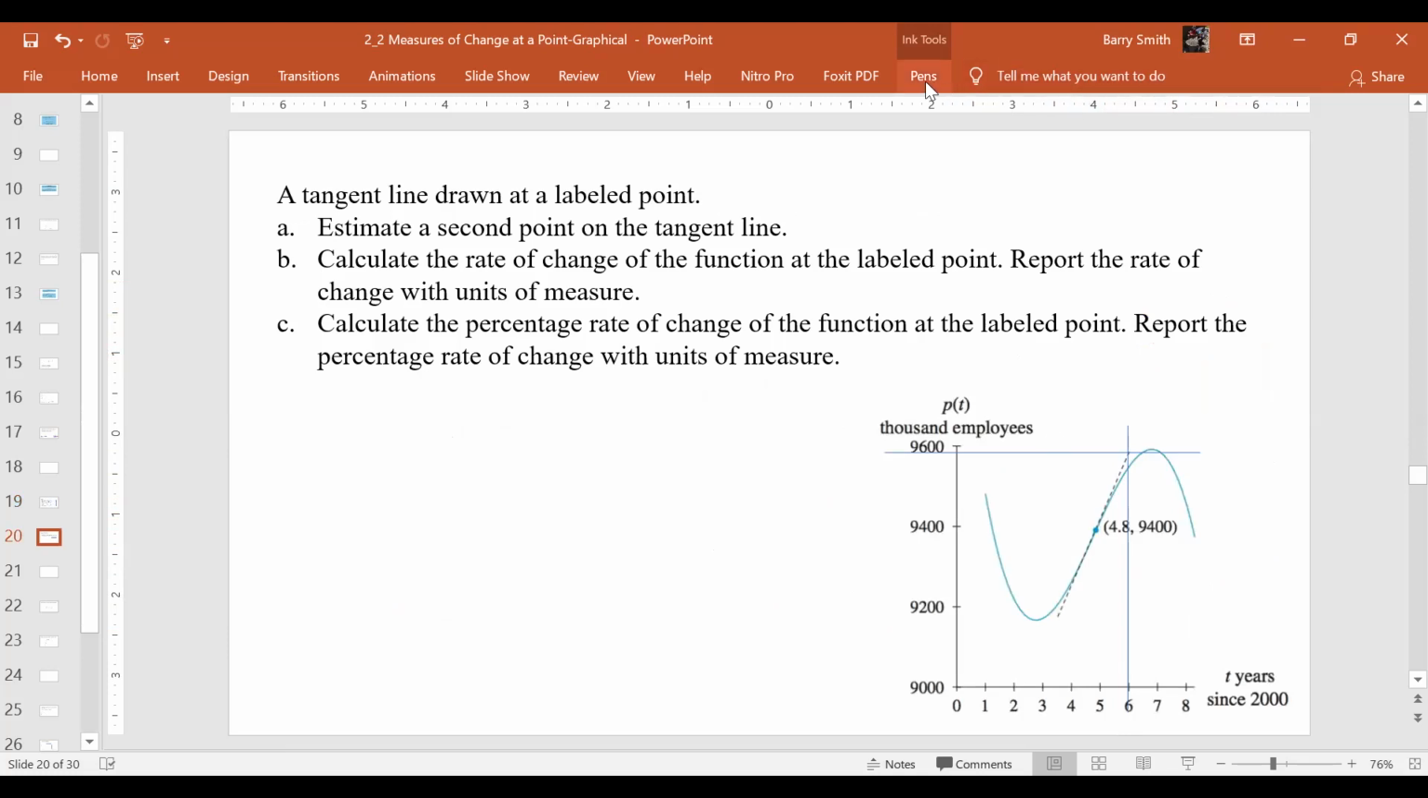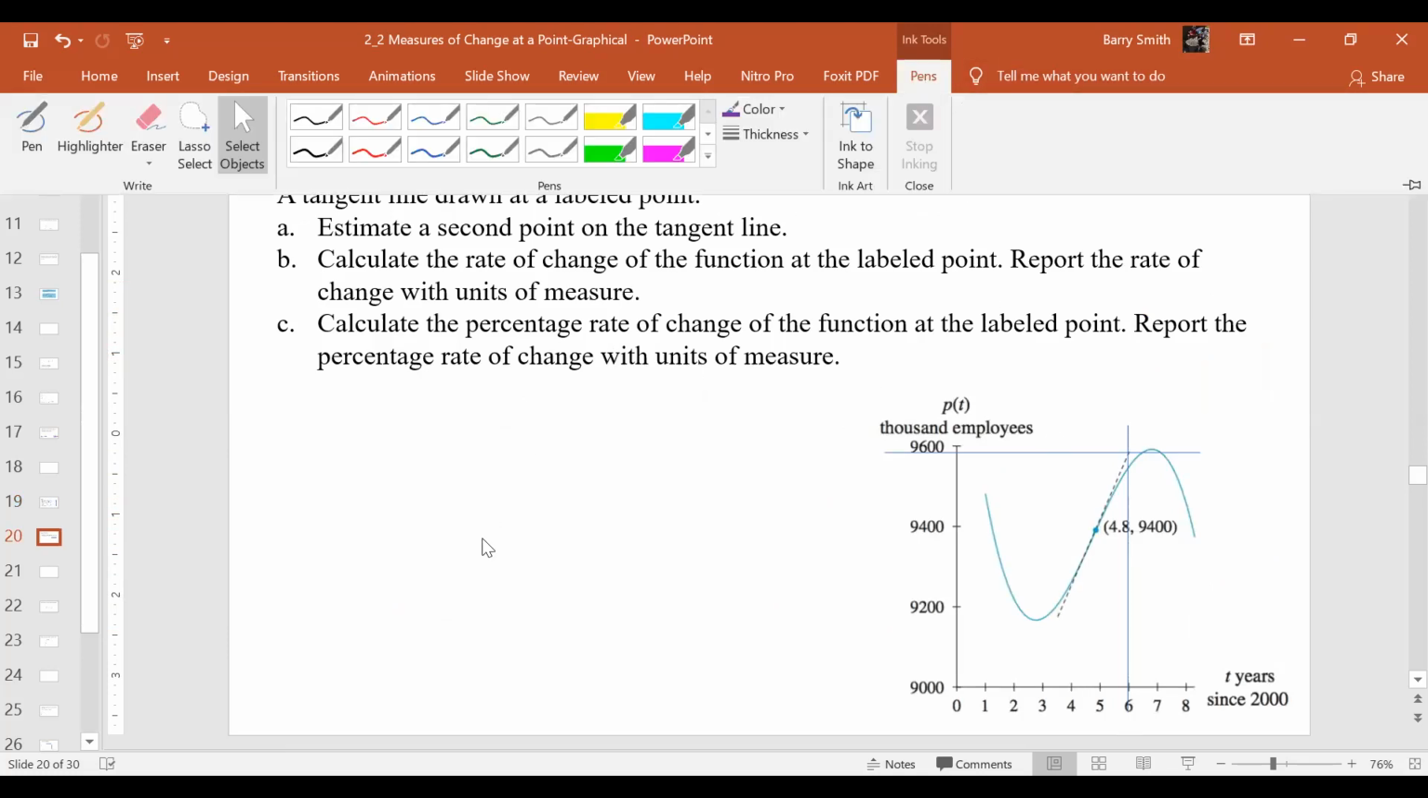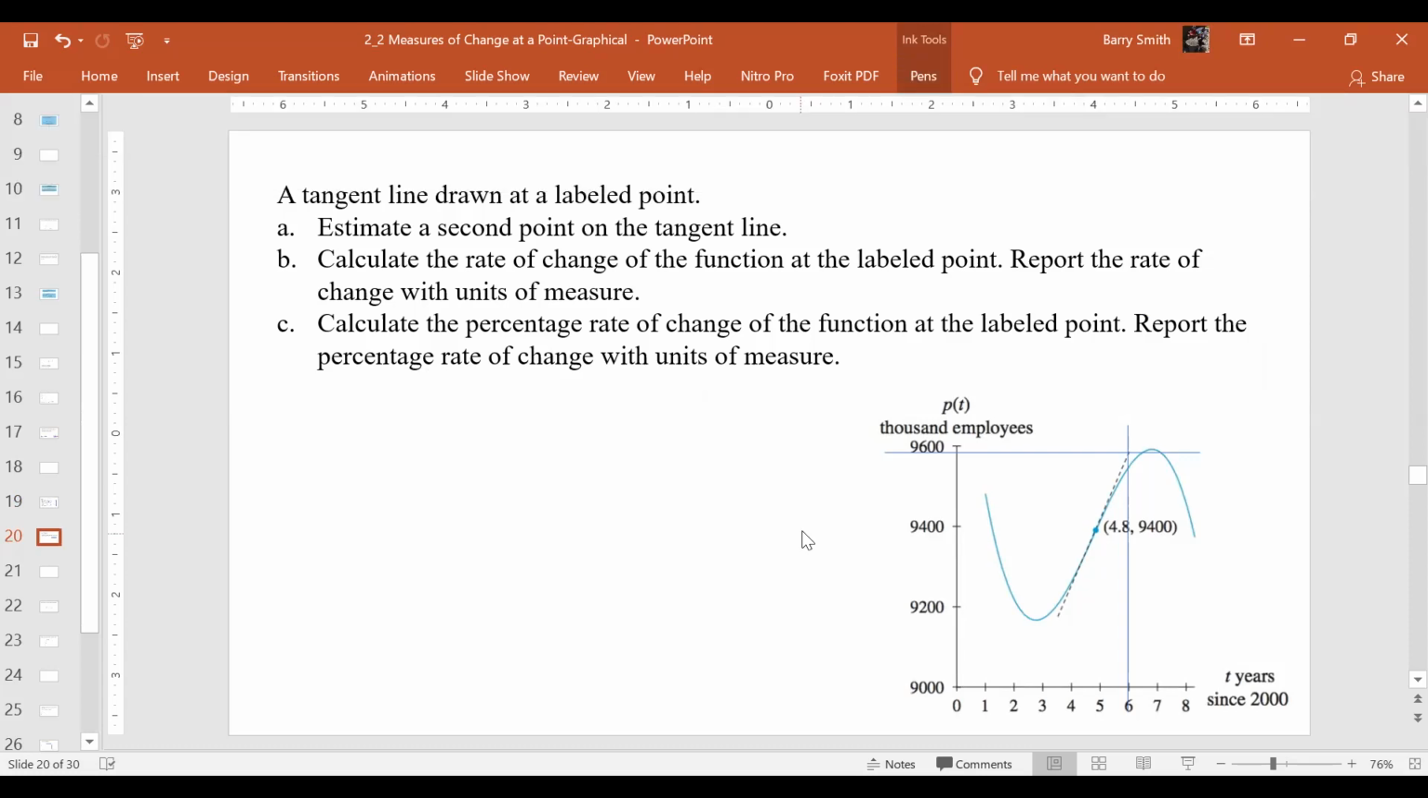All right, so what do we have here? So it says a tangent line drawn at label point. So we have this point here, and that's going to be the thing. And we're supposed to estimate a second point on the tangent line. So, we can move this around anywhere. We can say, okay, well, what about if we wanted it at 4? Where is this going to be?